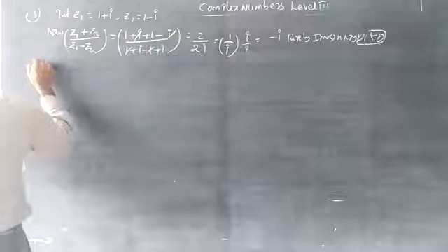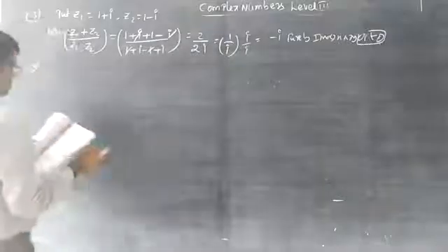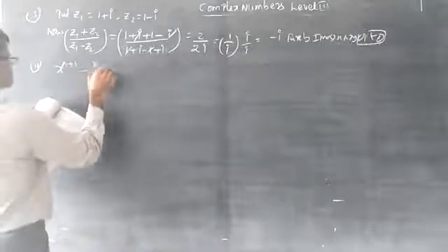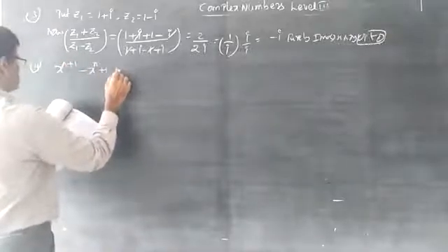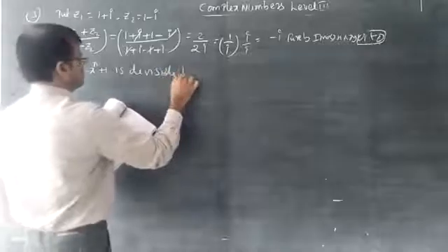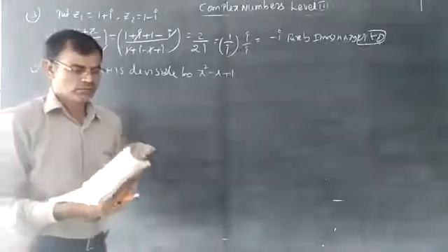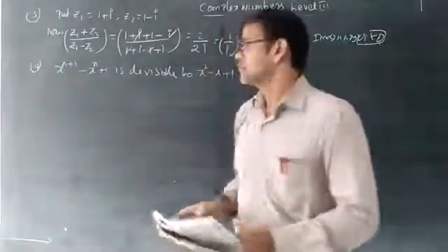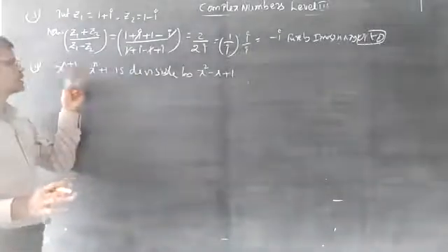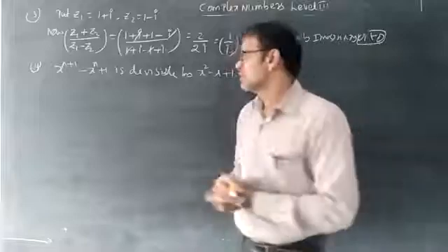Now, fourth question. The fourth question is that the condition that x power n plus 1 minus x power n plus 1 is divisible by x square minus x plus 1. Then what is the value of n? Here you can understand if n is equal to 1, students, it becomes x square minus x plus 1. By mathematical induction, n is equal to 1, it is true.